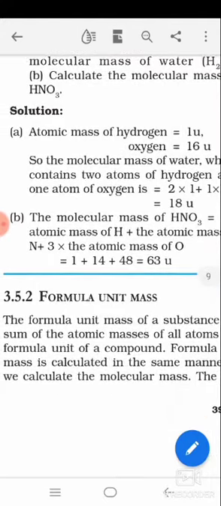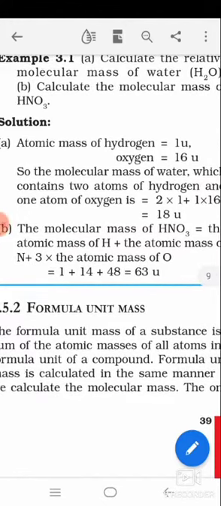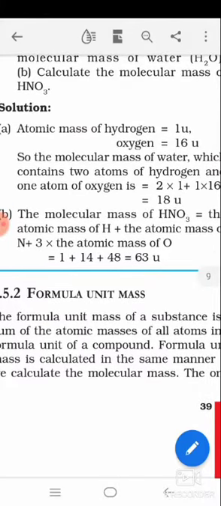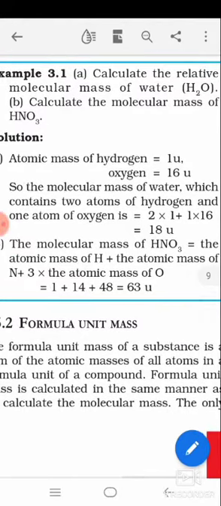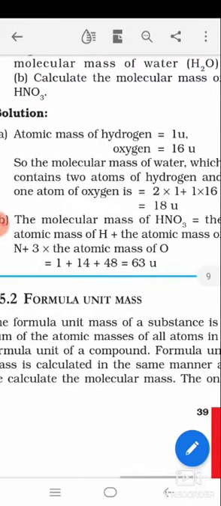Now here is an example: find the molecular mass of water and HNO3, that is nitric acid. First we find the atomic mass of the individual atoms present in the molecule. In water, hydrogen and oxygen are the individual atoms. The atomic mass of hydrogen is 1 u, and of oxygen is 16 u. Here 2 atoms of hydrogen are there, so 2 into 1 plus 1 into 16, that is 18 u. This is a very simple topic for you.